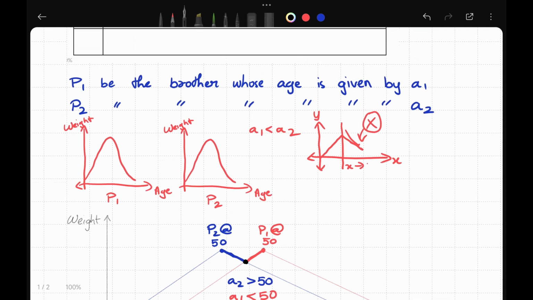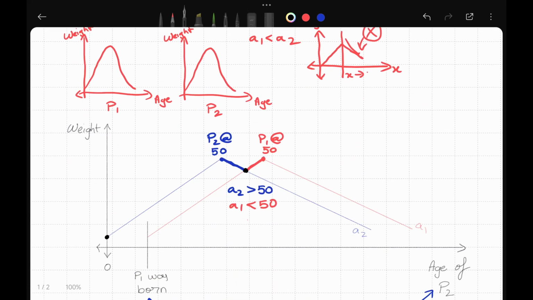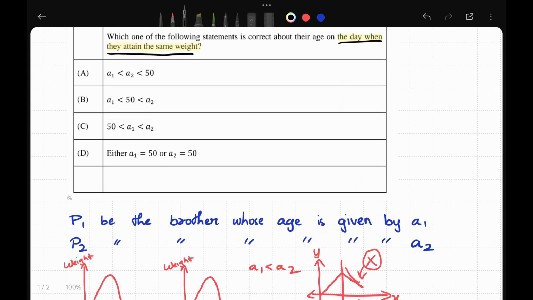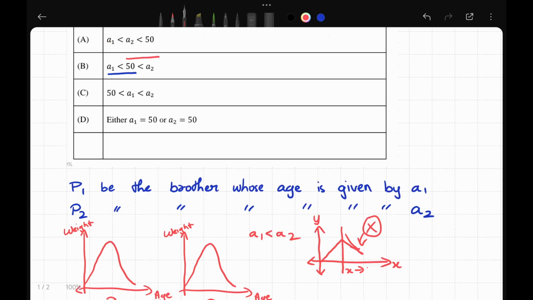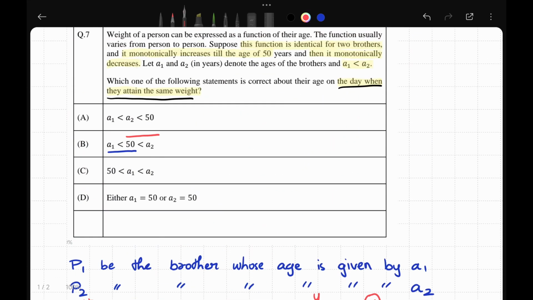Why this point? Because they have said in the question that the day when they attain the same weight. Since y is the weight, these 2 points intersect here, which means at this black point the brothers are at the same weight. So this piece of information we have extracted from the plot, and if we look at the options, this option satisfies it. A1 is less than 50, A2 is greater than 50, which is what we got, right? So the correct answer for this question is B.